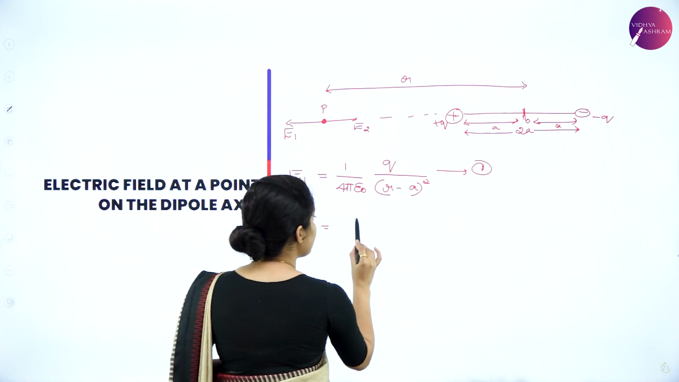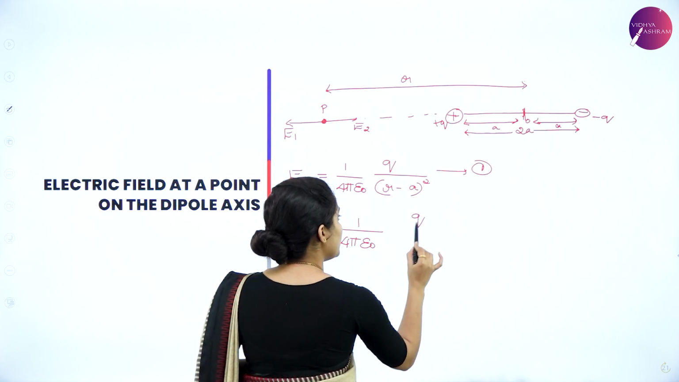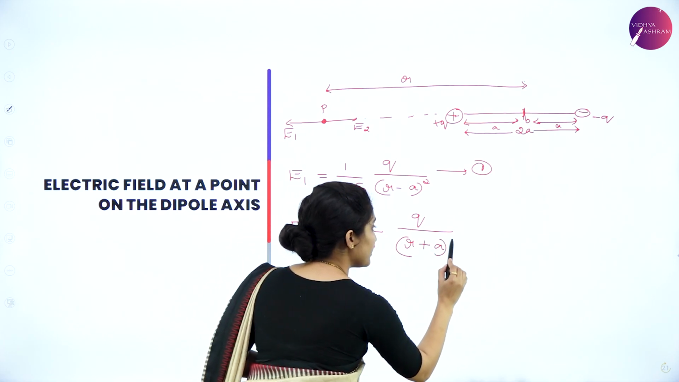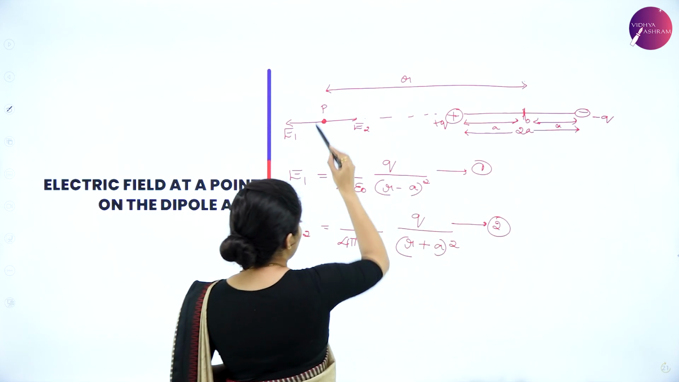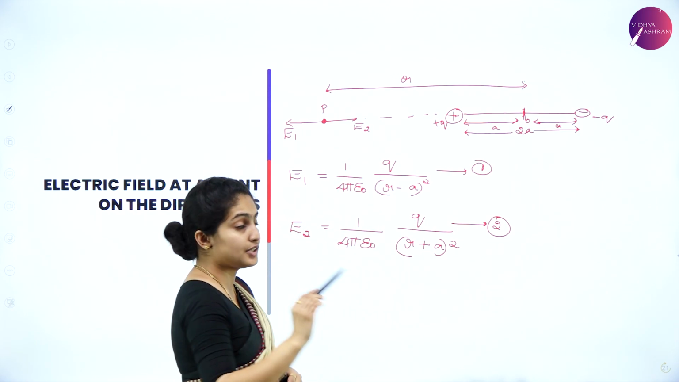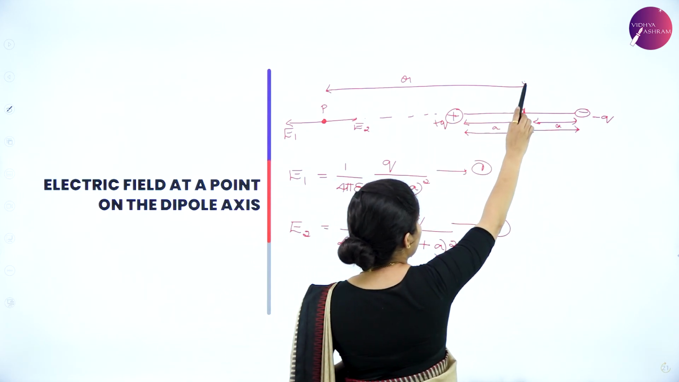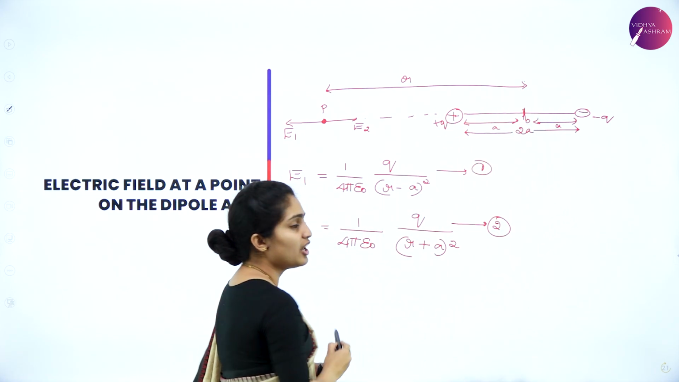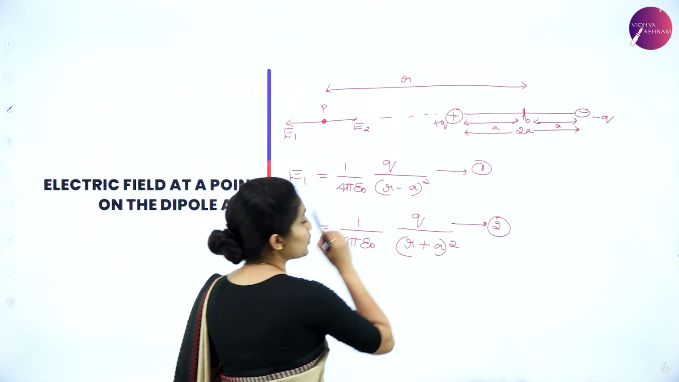So here also we have 1 by 4 pi epsilon naught Q divided by (R plus A) the whole square. This is called equation 2, because the influence, the second electric field, is due to minus Q. From here to here it is R, and extra it is A, so you have R plus A here. So this is due to Q1 and this is due to Q2.